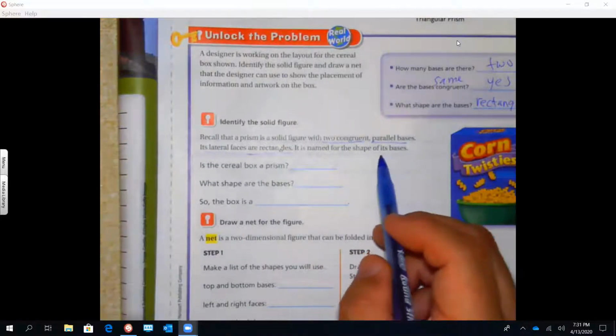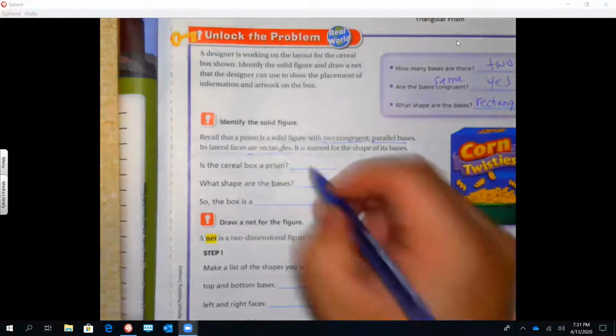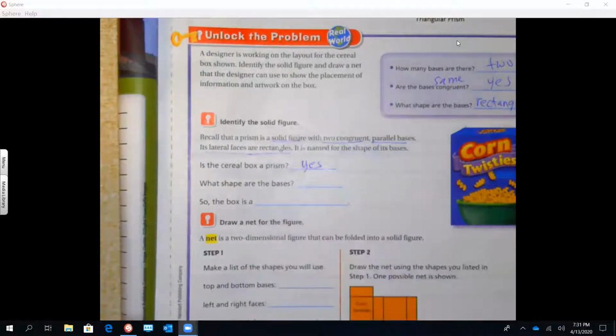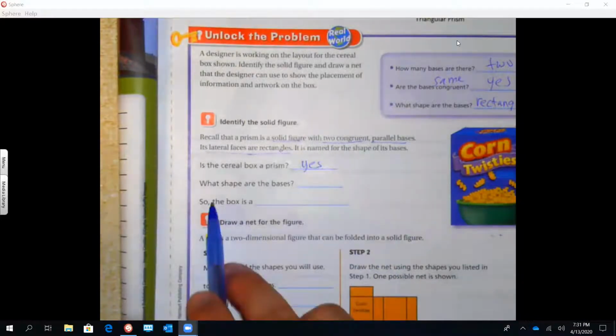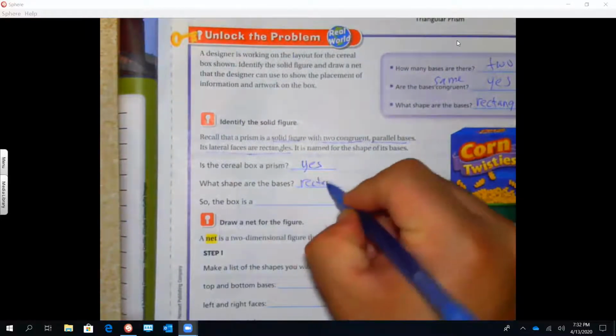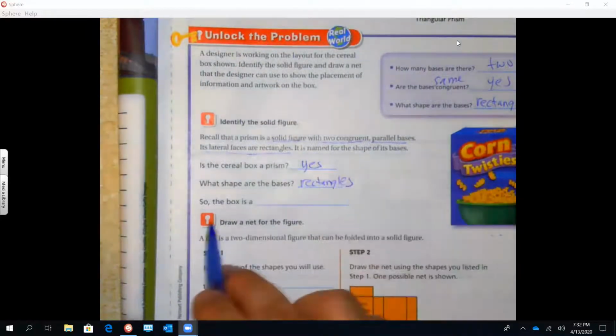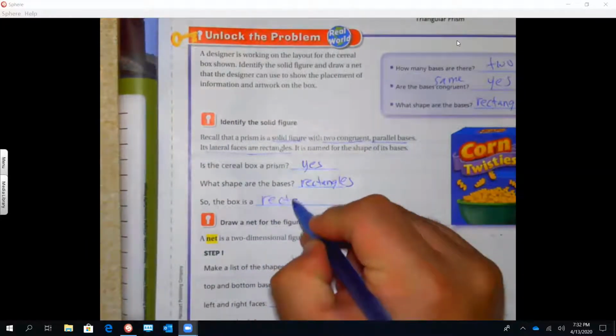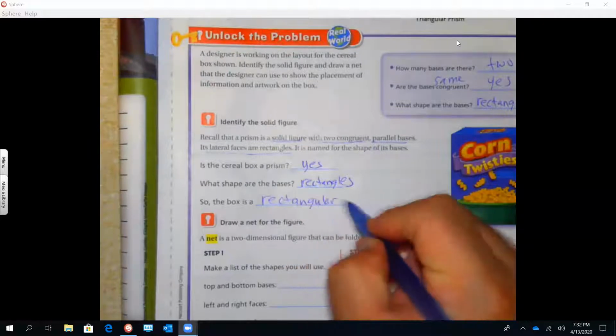Is a cereal box a prism? Yes. And a prism is a solid figure with two congruent parallel bases. Remember, parallel doesn't cross. What shape are the bases? The rectangles. So the box is a rectangular prism.